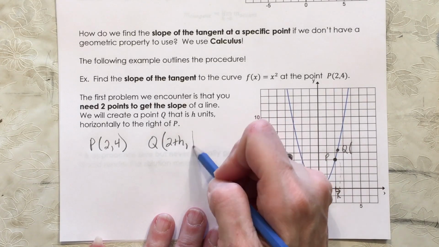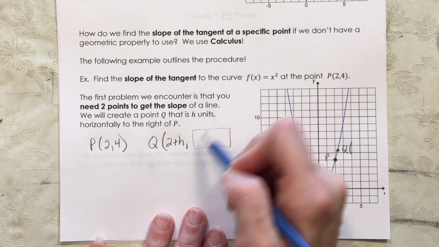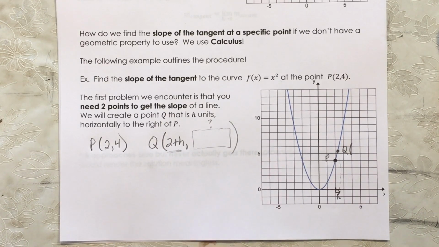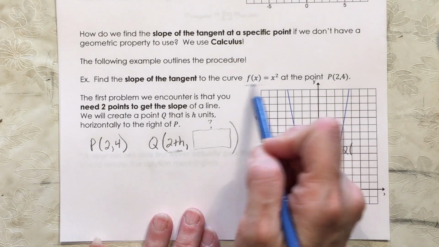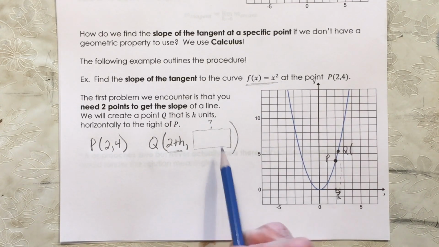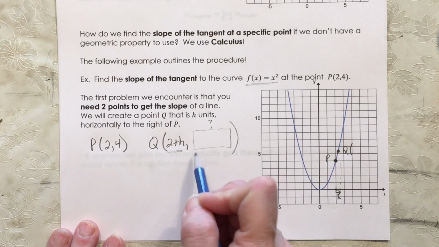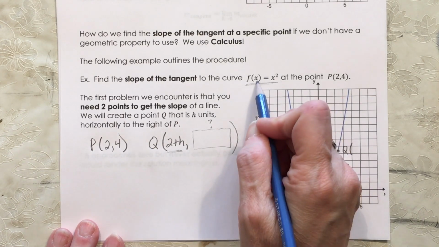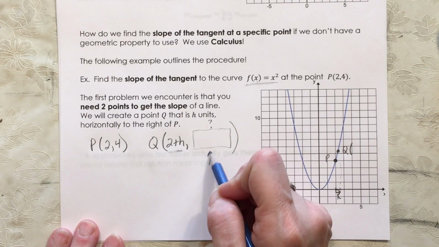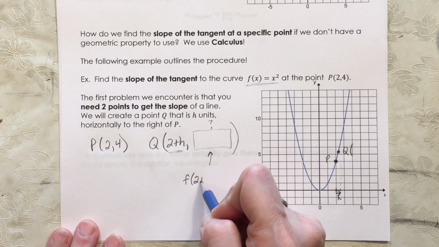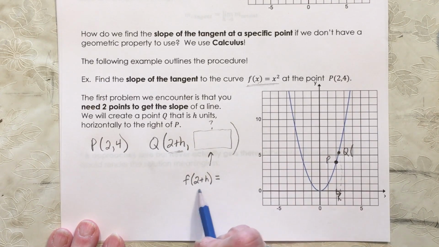The question is, what would this y value be? So if our x value is 2 plus h, and our function is f of x equals x squared, how could we find out what our corresponding y value would be? Well, we can use what we learned about function notation and algebra in grade 10 and 11 to find the y value. So this expression we put in there is actually going to be our function f at an x value of 2 plus h.